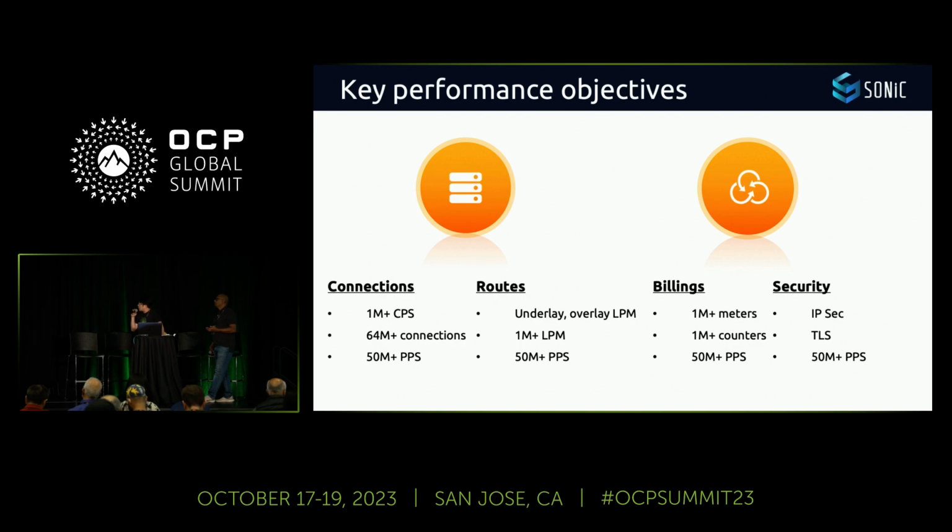Simply take a look at the key performance objectives. Here we can see 4 dimensions per connections, routes we need. Actually, we need underlay and overlay LBN lookups, and the scale should be 1 million plus. And billing is an important part. We need 1 million plus meters and counters for auditing, meters for billing, and the security.